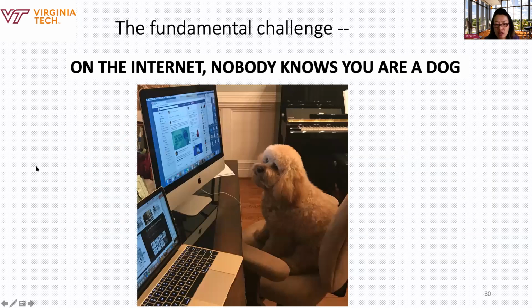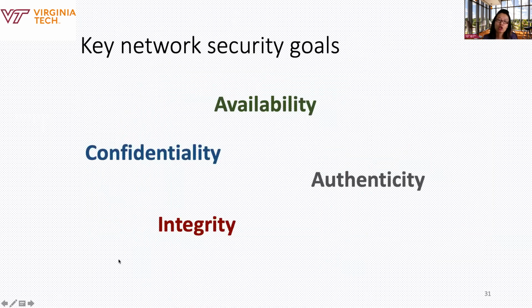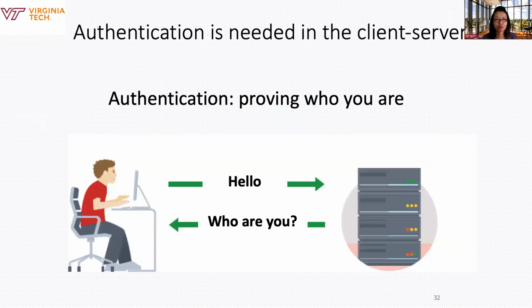And of course, this dog is helping to make a point on the internet: no one knows you're a dog, okay? And so the key network security goals are to ensure confidentiality, integrity, authenticity, and availability. We want to make sure that you're able to identify who you are talking with. And so authentication is a very important concept, also very interesting when you talk about proving who you are.